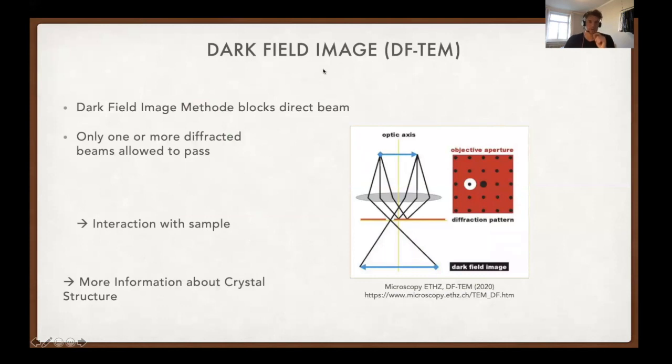So how does the dark field image work? Like in the bright field image, you have an aperture with a hole in it, but this time the hole is displaced by a desired distance. And this aperture now lets only electrons scattered at certain angles pass through, which creates a dark field image. And this dark field image now gives you information about the crystalline structure inside your material.